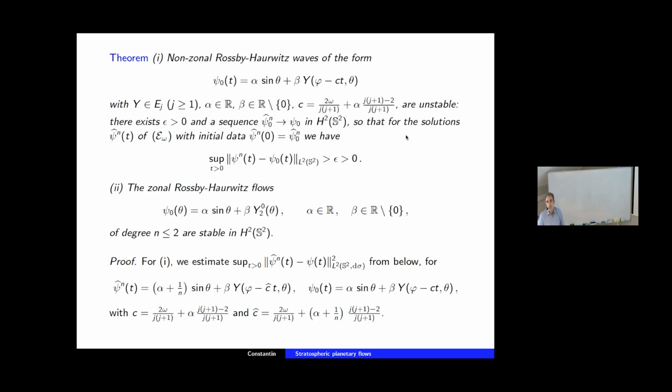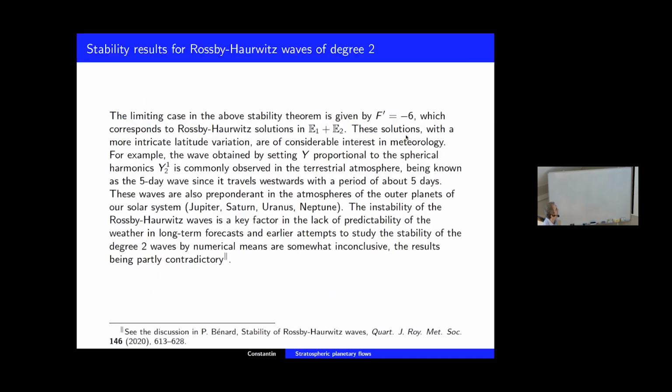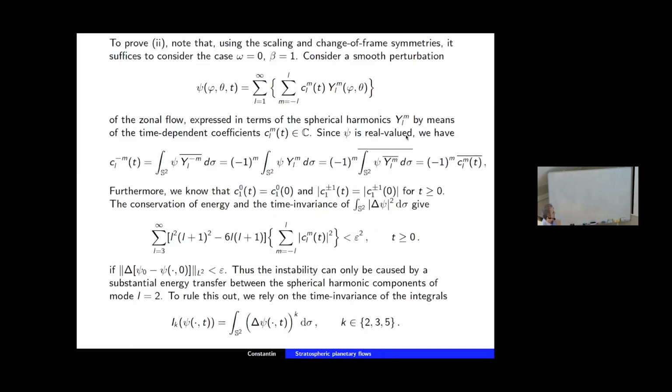I have a couple of questions. The first one: when you have your stability condition for the Arnold method, it involves a kind of ratio. It reminded me of the Fjortoft criterion for shear flows. Yes, this Fjortoft thing is actually this thing here. It's the thing that the transfer is only between mode 2. So this is one reformulation of that thing.